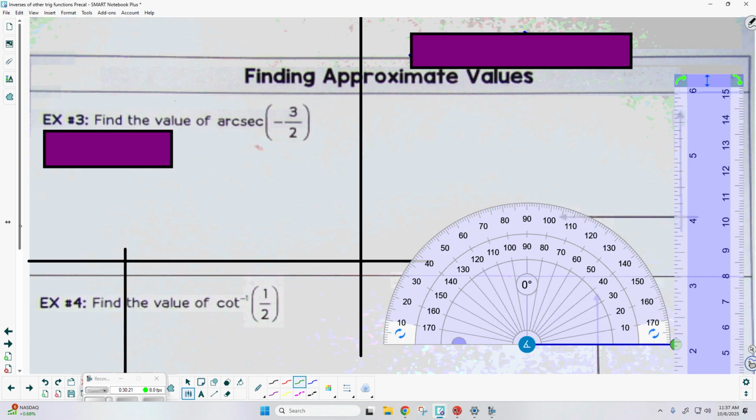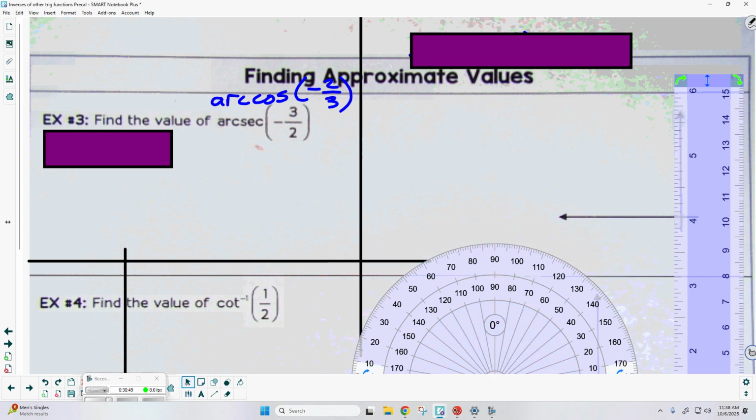Okay, finding approximate values. So this is where the ruler and the protractor are going to come back again. So a little more practice on this. Number 3 says find the value of arc secant of -3/2. Okay. So first off, reciprocal of secant, cosine. So this is going to be arc cosine of -2/3.